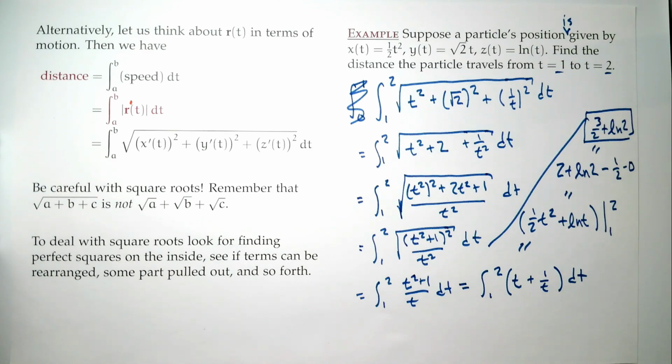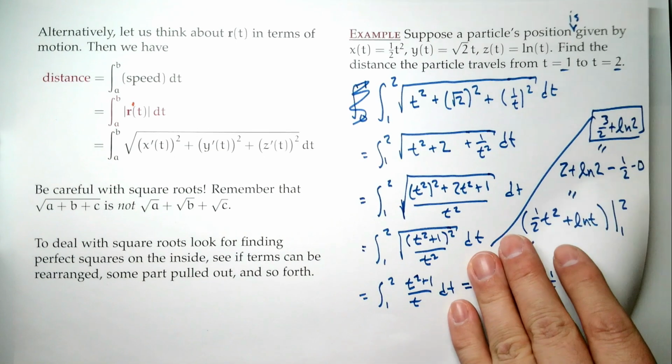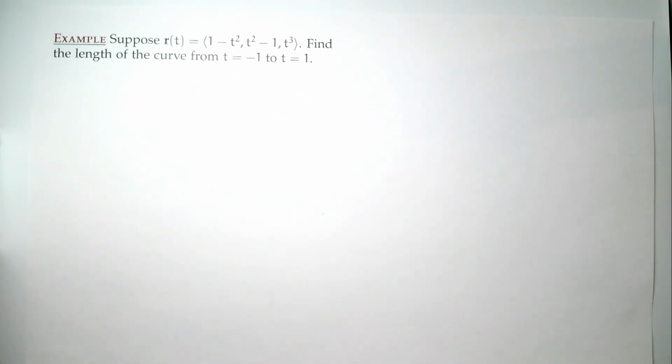Let's do another one. All right, very similar. Suppose you have r of t is the vector valued function 1 minus t squared, minus 1, t cubed. Find the length of this curve from t equals -1 to t equals +1. All right, that seems not so bad. So what should we do?